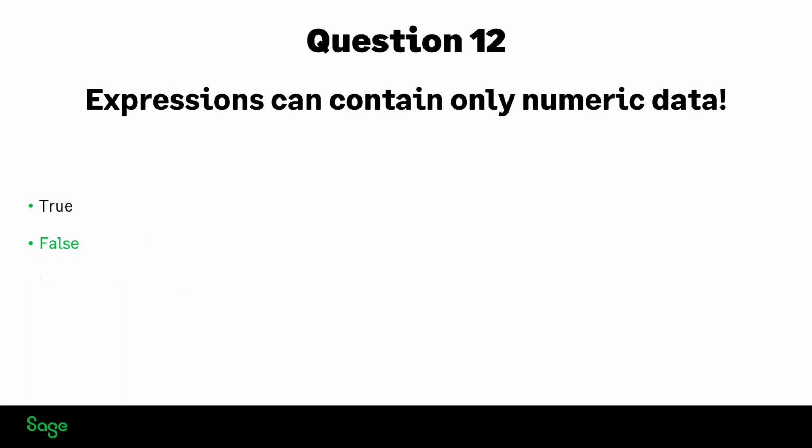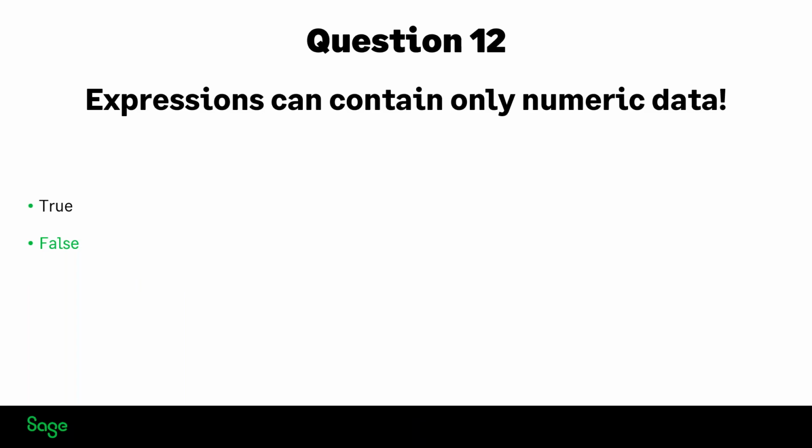Question 12, expressions can contain only numeric data. That one is false. Probably what you'd expect is that most expressions will contain some form of numeric data, but it doesn't have to just be a calculation field. It can be based around text, dates. It is purely an alphanumeric field.